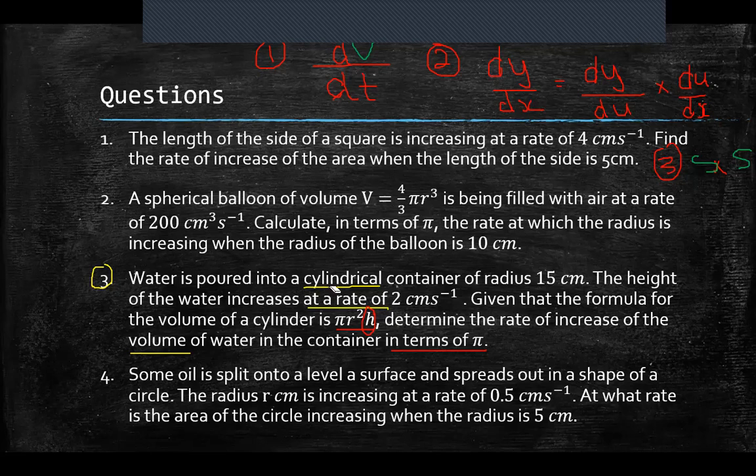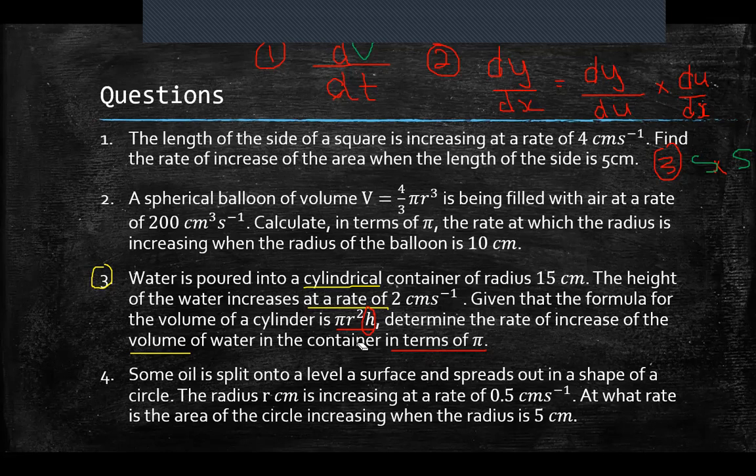And probably you should have recorded what I was just saying. But anyways, let me just read the question one more time. Water is poured into a cylindrical container of radius 5 centimeters. The height of the water increases at a rate of 2 centimeters per second. Given that the formula for the volume of a cylinder is pi r squared h, like I said, they don't always give this to you, so please know this formula because it's very common for them to bring a cylinder, sphere, square, maybe a cuboid. Determine the rate of increase of the volume of the water in the container in terms of pi.